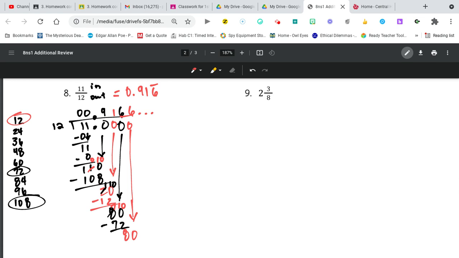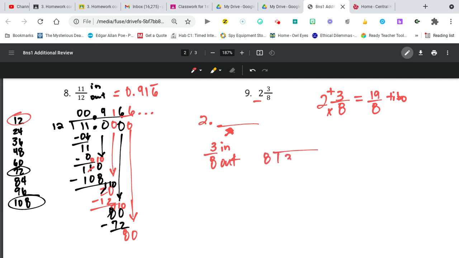Okay, let's take a look at number 9. Number 9, you can change this to an improper fraction. You can say 8 times 2 is 16, and 16 plus 3 is 19, and write this as 19/8, and you can T-bow that. I prefer not to do that. I am going to keep the 2 because I know it's a whole number. And I'm going to figure out what 3/8 is by T-bowing it, and I'll put that answer behind the decimal right here. Okay, so let's see.